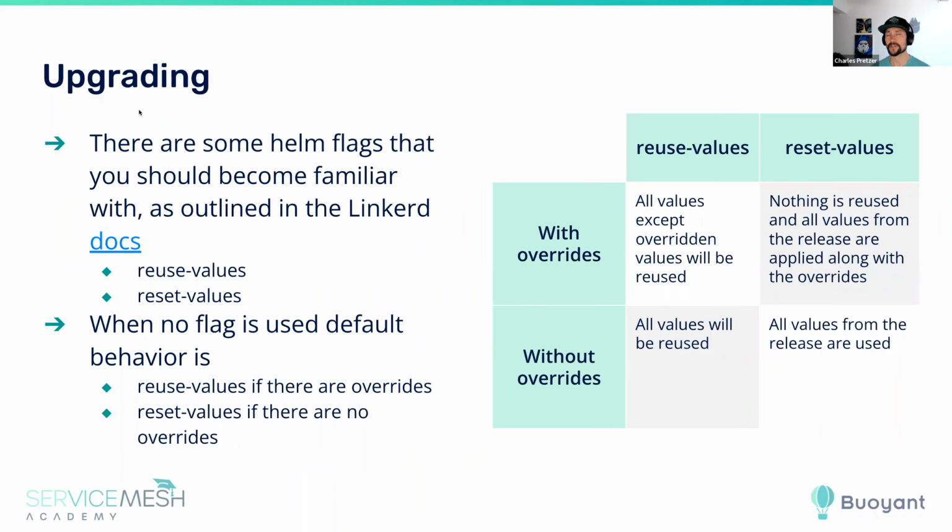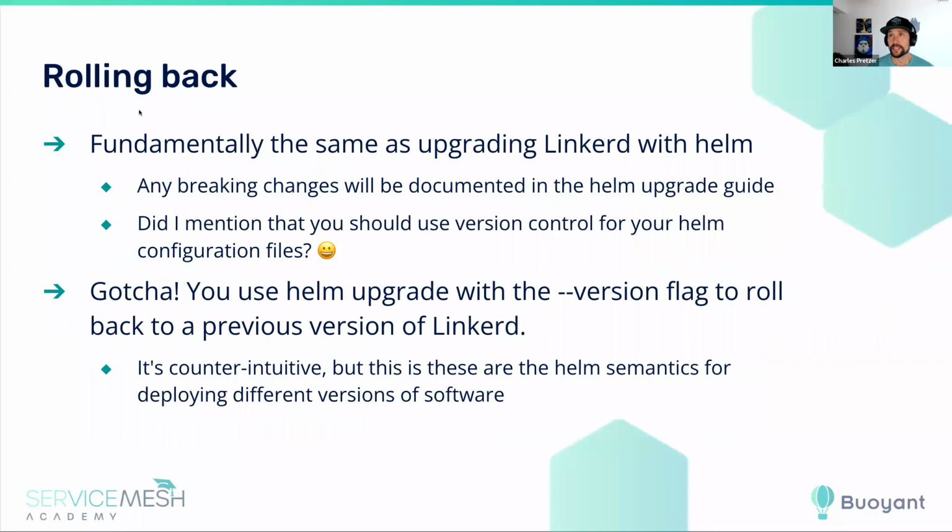The difference between the two is reuse values will take what's currently in the configuration and apply it, in so much as it can, to the new version, and reset values takes the configuration from the release, so 2.11.1. If you use reset values, it will overwrite anything that's in the 2.10.2 release. So that's upgrading. And rolling back is fundamentally the same as upgrading with Helm.